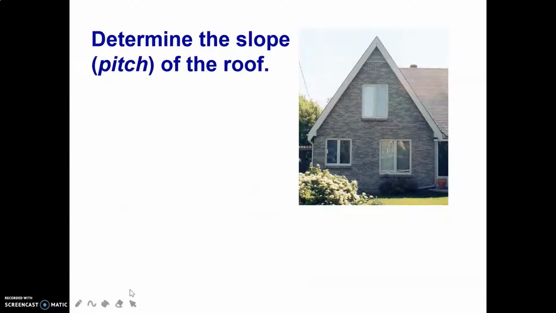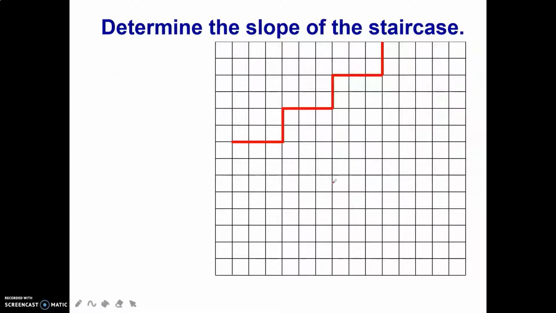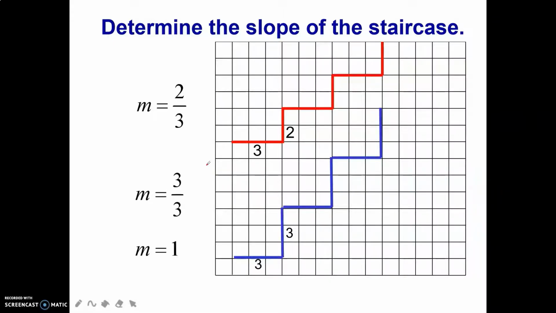Now, let's determine the slope or pitch of this roof. First, we have to find out the rise, or the number of vertical units, and the run, or the number of horizontal units. So rise is 5 over the run 3. How about the slope of this certain staircase? The slope is rise 2 over the run 3 to 2. And for this example, we have 3 over 3, or simply 1.